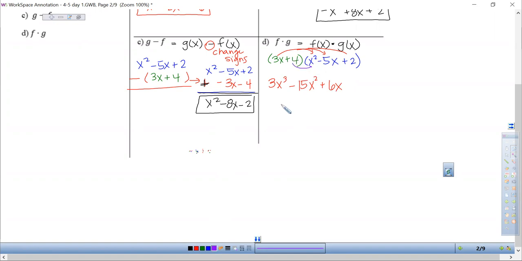So 4 times x squared is going to give us 4x squared. I'm going to write that underneath our previous x squared term. And then 4 times negative 5x is negative 20x. And finally, 4 times 2 is plus 8. So if we combine those like terms, we have 3x cubed minus 11x squared minus 14x plus 8.